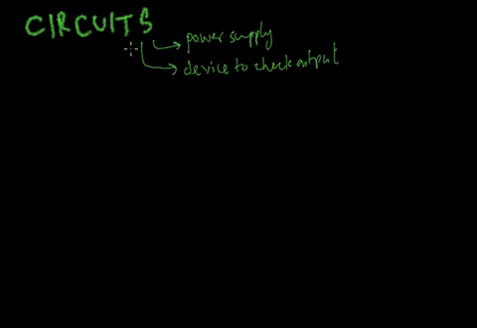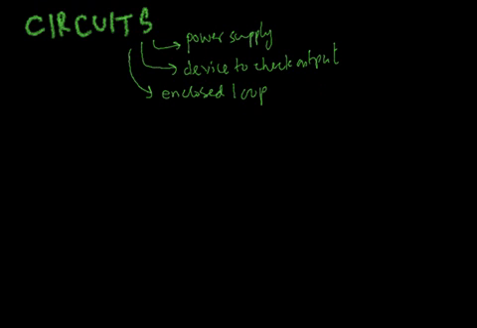Something is being output. And there has to be an enclosed loop. If there is no enclosed loop, there is a beginning and there is an end. Without that, there is no circuit. Let's talk about that one by one.